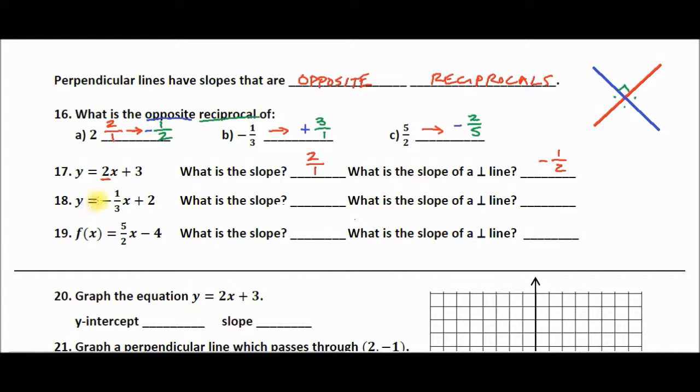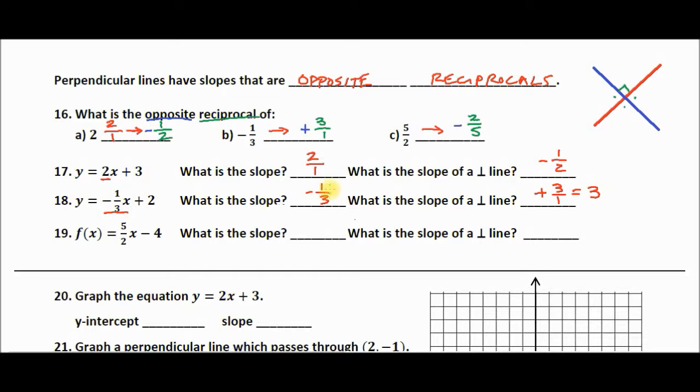Number 18. y equals negative 1/3 of x plus 2. What is the slope? The slope on this line is negative 1/3. There's our slope. So the slope of a perpendicular line is the reciprocal, 3/1, and then opposite means a positive. Now you could have also written this as just 3. 3/1 is the same as 3, and a positive, the plus sign, does not need to be written. We assume it's positive when there's no sign.